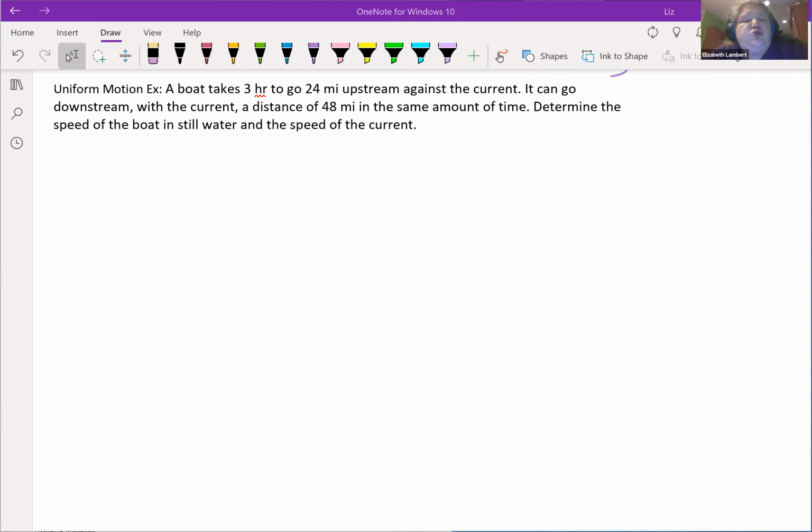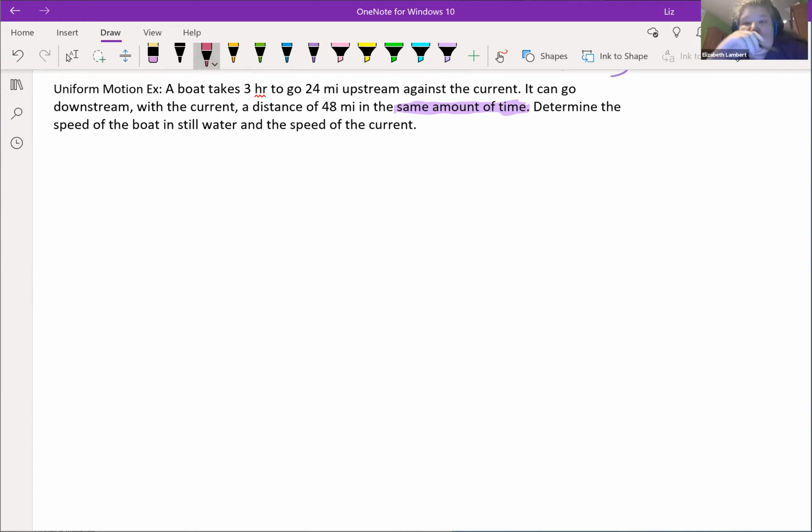So we have a boat that takes 3 hours to go 24 miles upstream against the current. Technically, that's redundant. That is always what upstream means, but mathematicians like to be precise. It can go downstream with the current a distance of 48 miles in the same amount of time. So I'm going to highlight that, because that is the thing you're going to forget. Determine the speed of the boat in still water and the speed of the current.